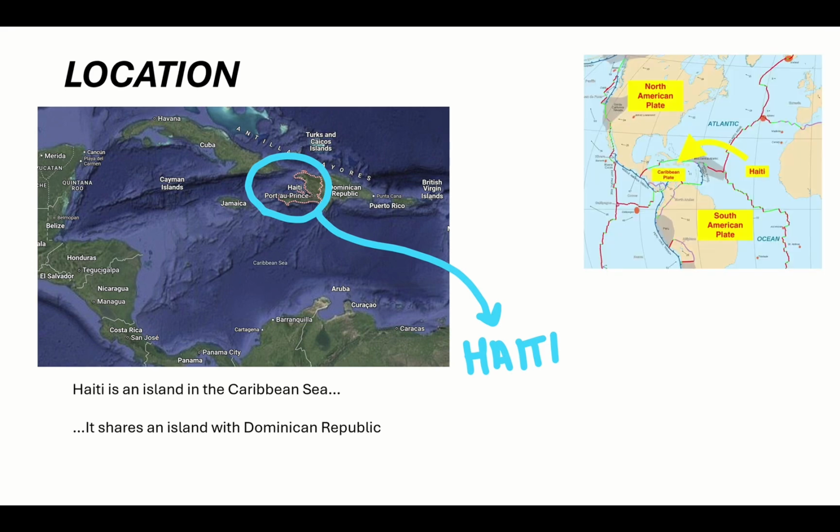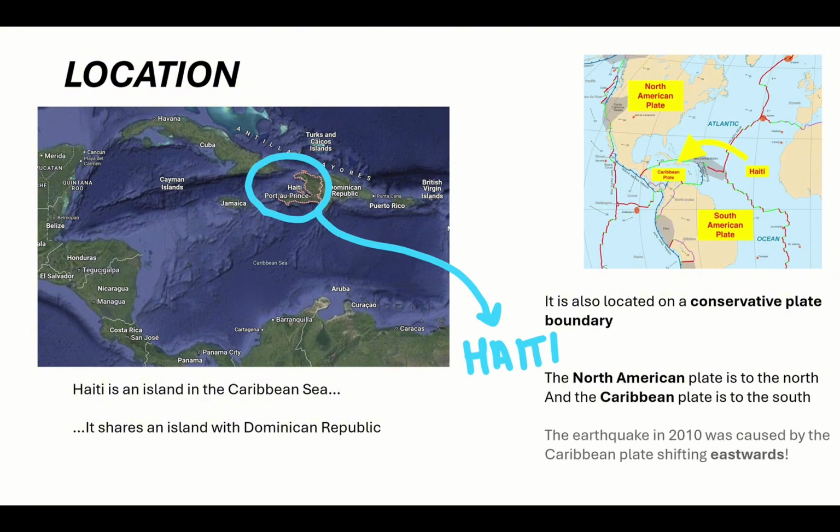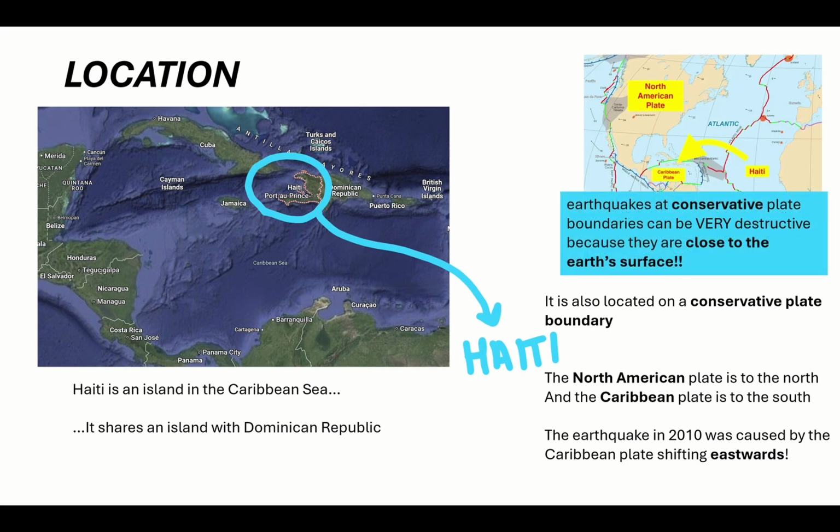This is Haiti on a tectonic plates map. So as you can see, it is located on a conservative plate boundary. The North American plate is to the north and the Caribbean plate is to the south. So the earthquake in 2010 was caused by the Caribbean plate shifting eastwards. Earthquakes at conservative plate boundaries can be very destructive because they are so close to the Earth's surface.